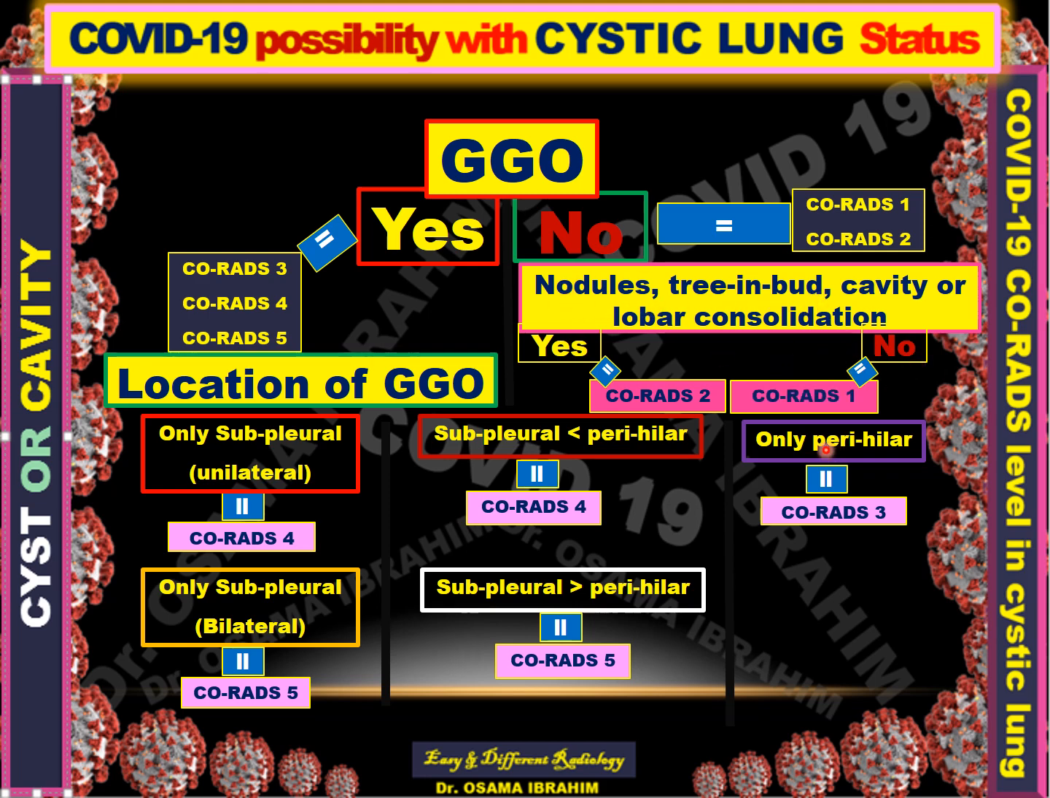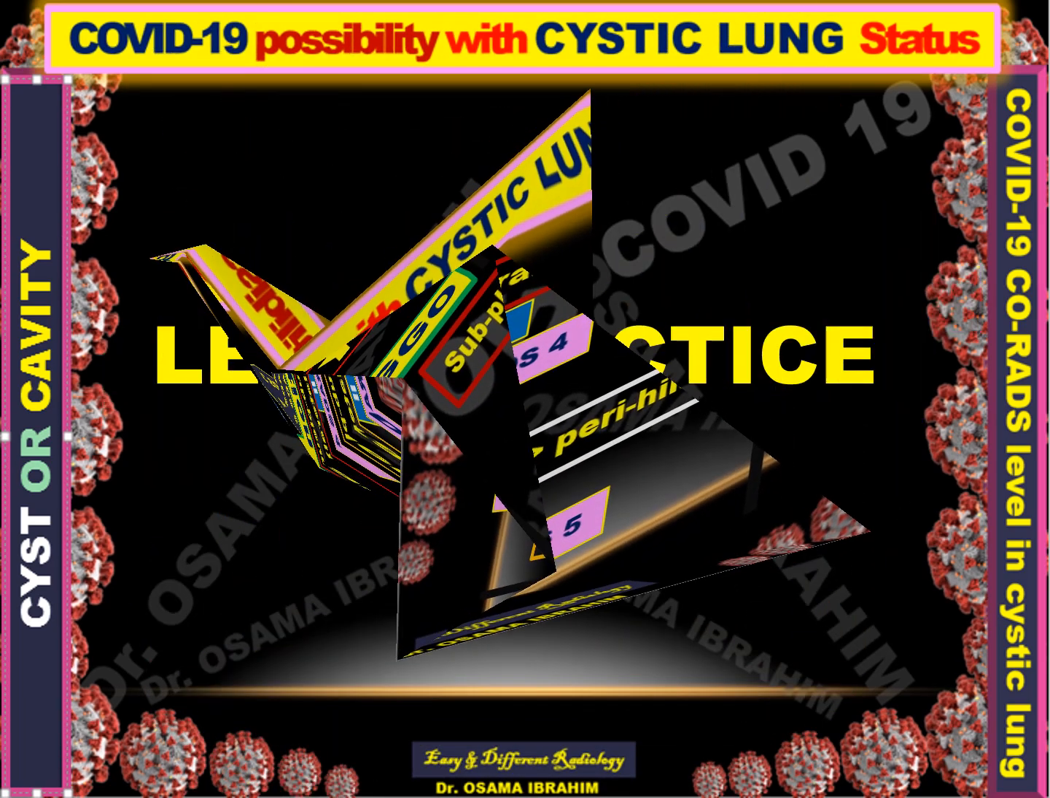these issues, I consider it CO-RADS 1, like lymphadenopathy or pleural effusions or lung fibrosis, lung masses, sarcoidosis, all these are considered CO-RADS 1. And this is the diagram to facilitate assessing the possibility of COVID-19 with cystic lung disease.